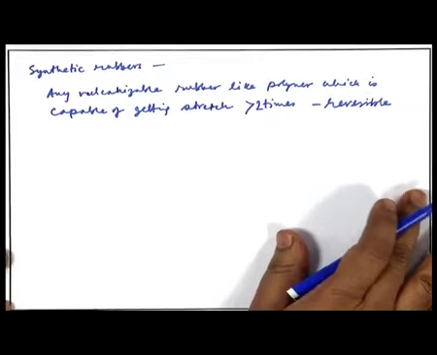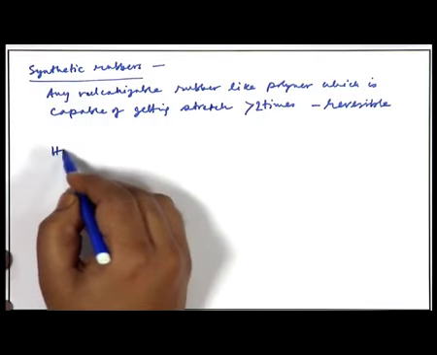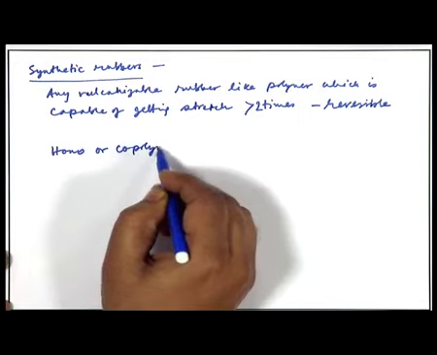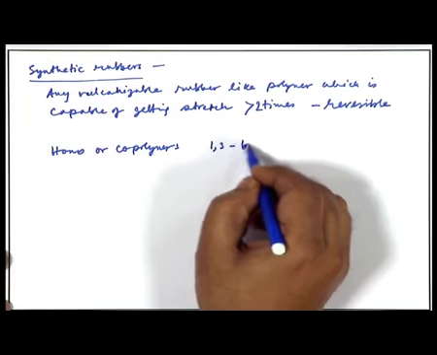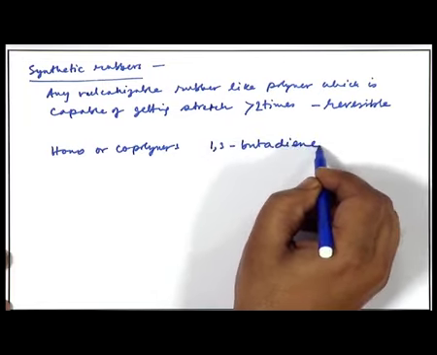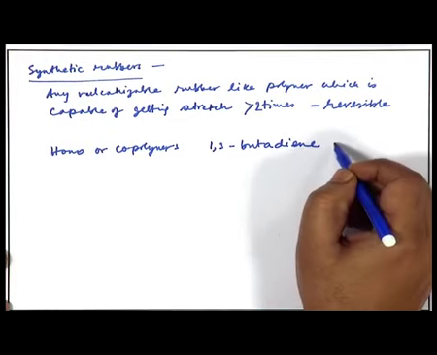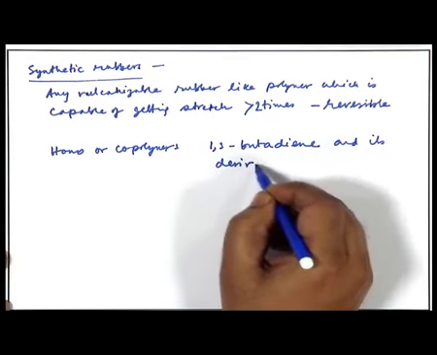These synthetic rubbers are mainly homopolymers or copolymers of 1,3-butadiene and its derivatives.